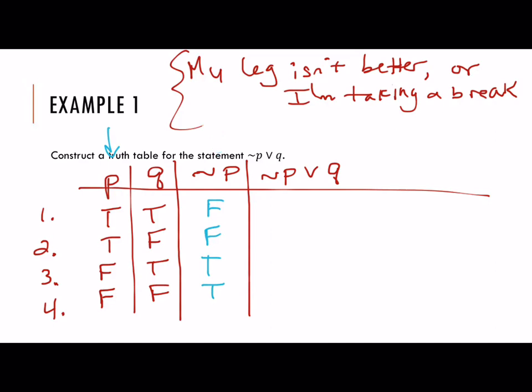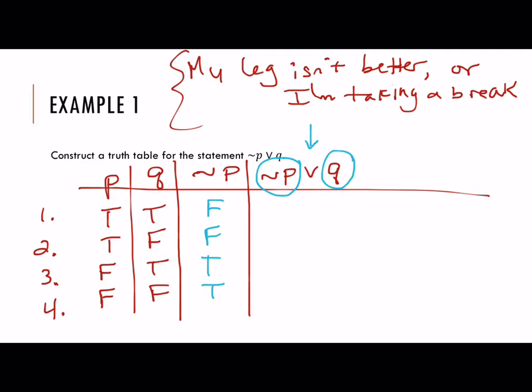All right, next I want to look at not P or Q. So I already have a column for not P. I already have a column for Q. And now I want to follow along with the rules in the basic truth table for or statements to decide in which cases this or statement is true and in which cases it's false.